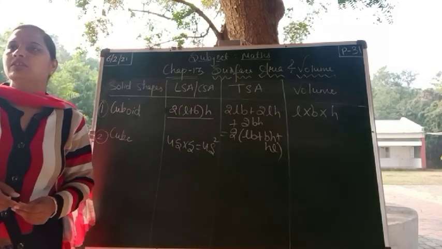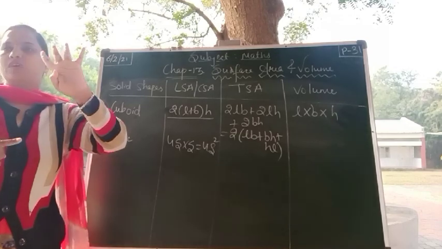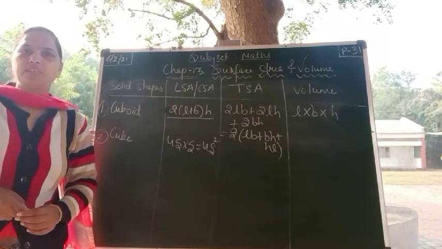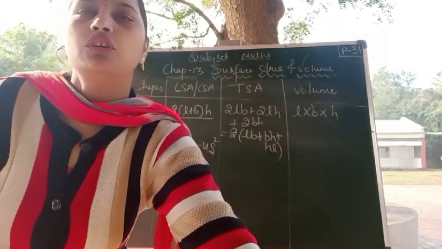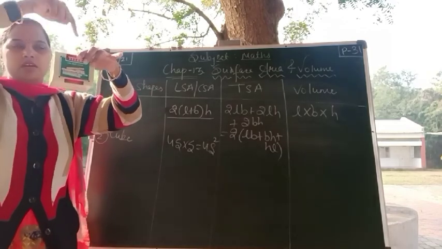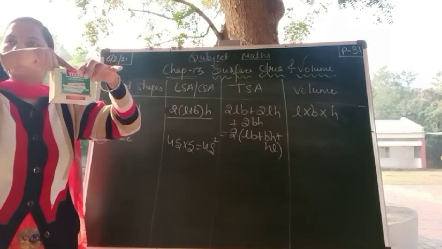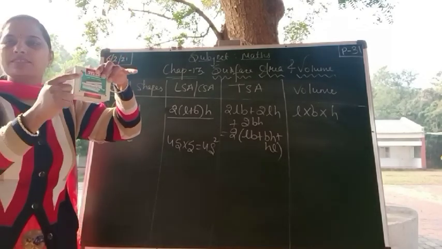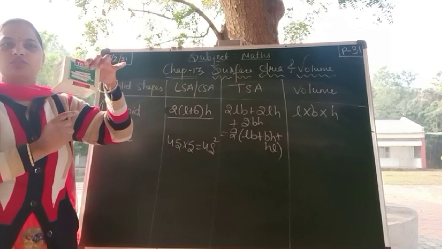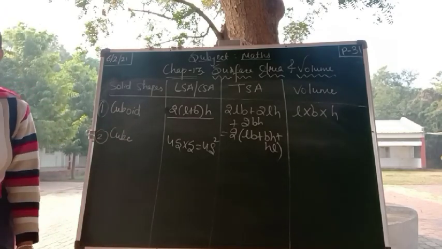Area of square is what? Side square. So side square plus side square plus side square plus side square, 4 side square, excluding the top and the bottom. How many faces are there in total for the cube? 6. 1, 2, 3, 4, 5, 6. But I want only the surrounding faces, excluding the top and the bottom. Each square has area side square. So how many side squares? 1, 2, 3, 4. So the lateral surface area of the cube is 4 side square.